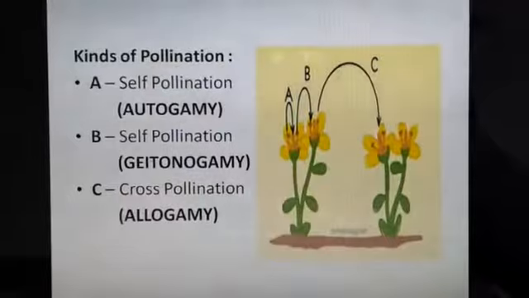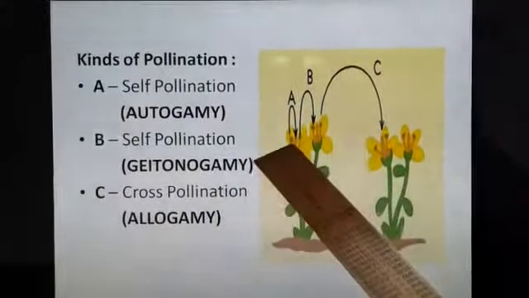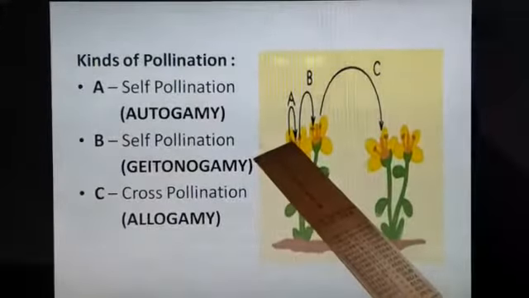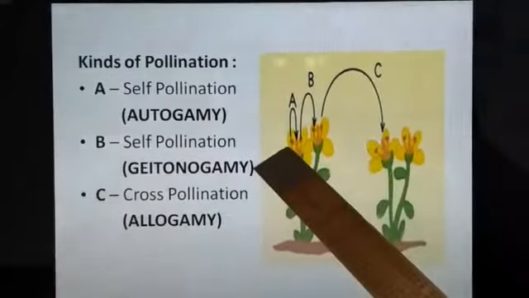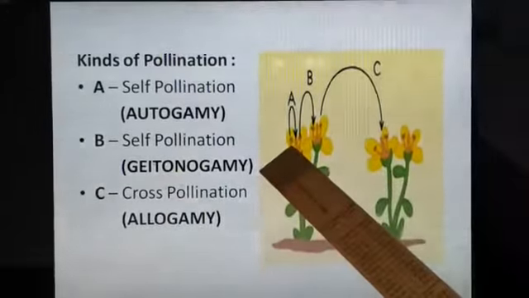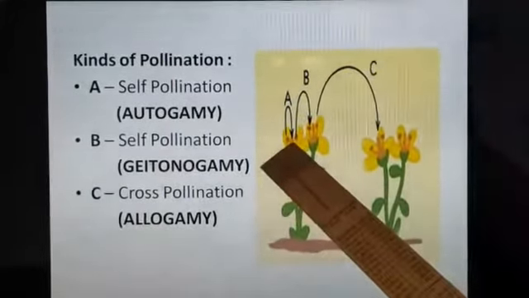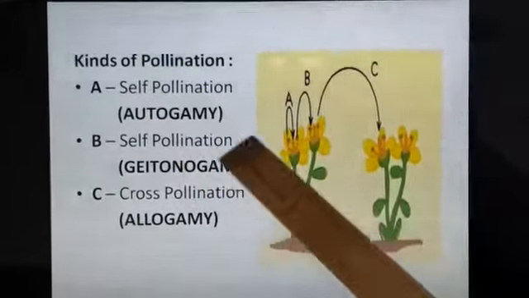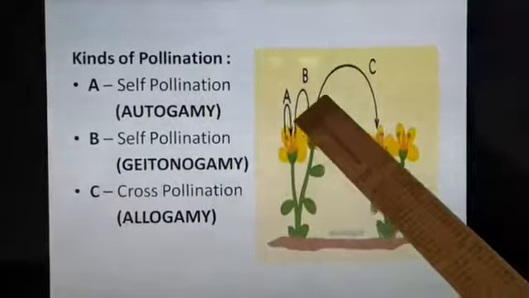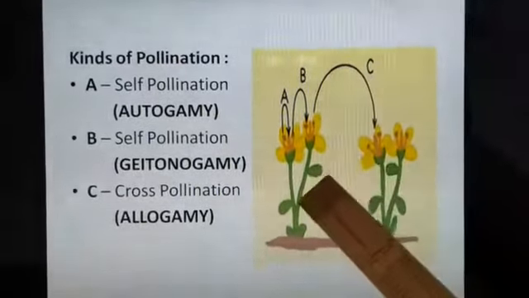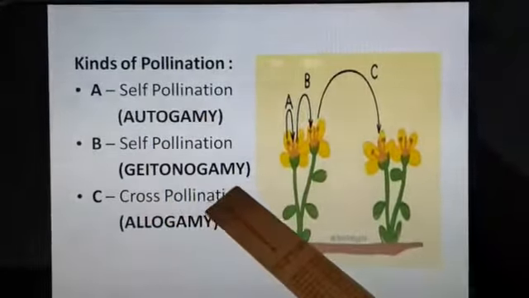Here is a figure which shows you the kinds of pollination. Let's look at the arrows. The arrows are depicting transfer of pollen grains. Arrow A shows the transfer of pollen grains from anther of this flower to stigma of the same flower. So such a pollination is termed as autogamy. B shows transfer of pollen grains from one flower to stigma of another flower of the same plant. This pollination is termed as geitonogamy.